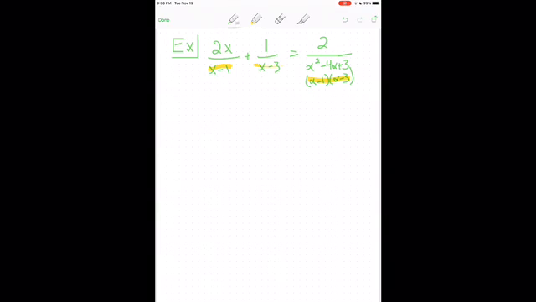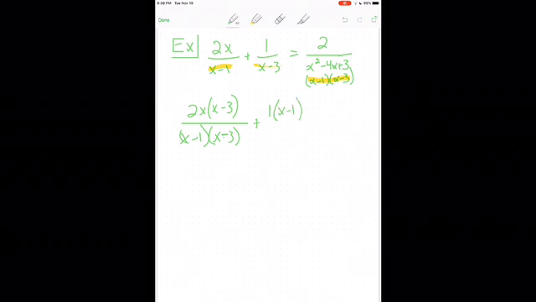So I'm going to multiply my first term by x minus 3 over x minus 3, giving x minus 3 over x minus 1 times x minus 3. Multiplying that second term, what is it missing? It's missing an x minus 1, so plus 1 times x minus 1 over x minus 1 times x minus 3 is equal to 2 over, this one we don't have to change at all because its denominator already was x minus 1 times x minus 3. All right, great. Now we have the common denominators. Let's just equate the numerators.